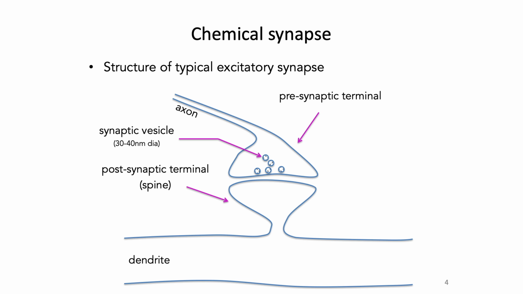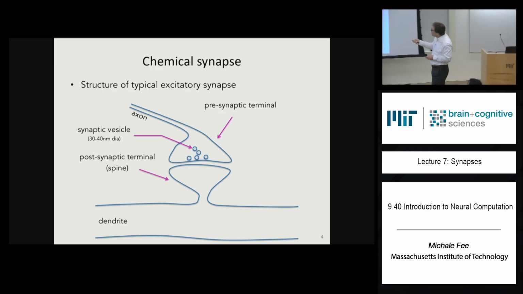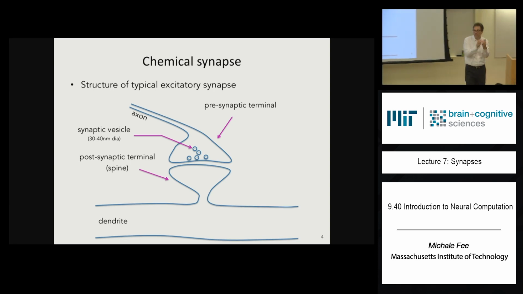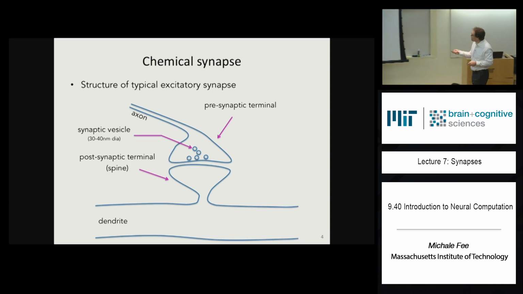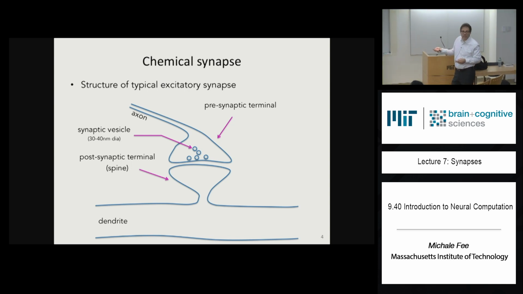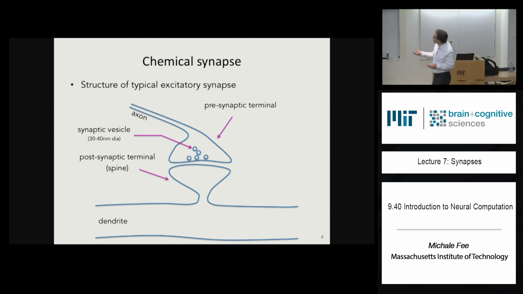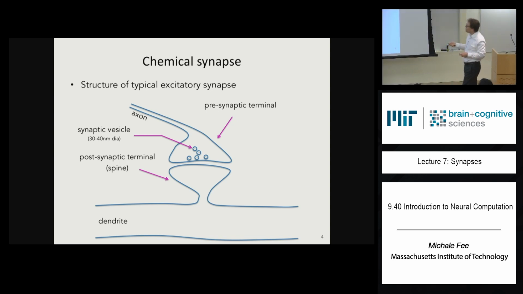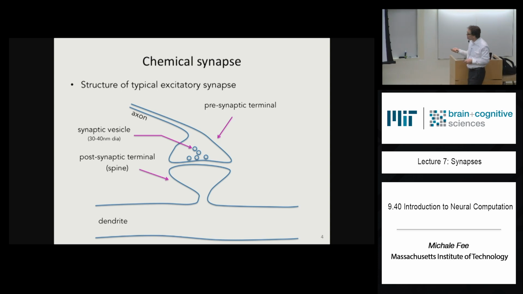So this is the structure of a typical excitatory synapse from a presynaptic neuron. This is the axon of a presynaptic neuron onto the dendrite of a postsynaptic neuron. Postsynaptic dendrites often have these specializations called spines, which are just little mushroom-like protrusions of the cell membrane of the dendrite, onto which presynaptic neurons can form a synapse. This is called the presynaptic component or terminal. That's the postsynaptic component or postsynaptic terminal.